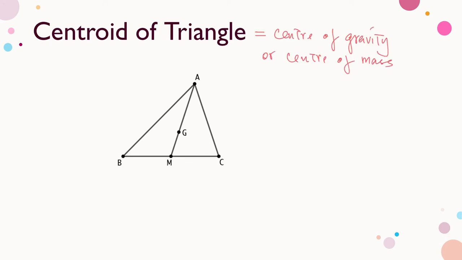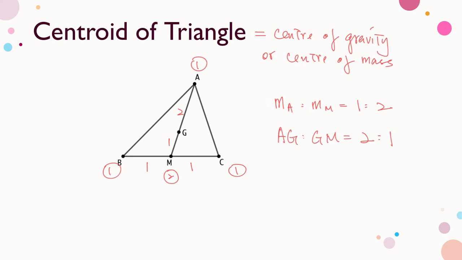To find G, we assign the mass of 1 to each vertex. Consider the side BC. As the ratio of mass is 1 to 1, the ratio of distance is also 1 to 1. That is, the center of mass of BC is at the midpoint M with a mass of 2. Now, consider the median AM. The ratio of mass is 1 to 2, so the ratio of distance is 2 to 1 by the principle. That is, AG to GM is 2 to 1. That is what we know about centroid.